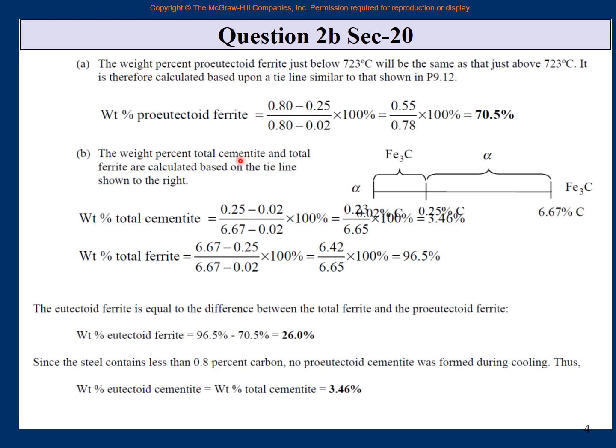But below, just below the temperature, and we are showing one part of the tie line, you can do the other part yourself. So this is total cementite and total ferrite. Now as I said, this total cementite, call it only cementite or total cementite or eutectoid cementite. It is the same answer. But total ferrite minus pro-eutectoid is the eutectoid ferrite. So eutectoid ferrite is total minus pro-eutectoid. So these are the two answers of the second part, right?